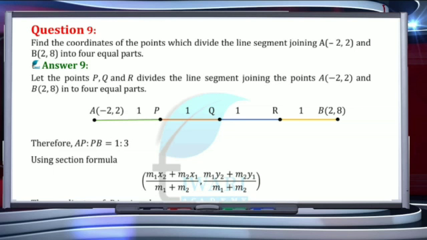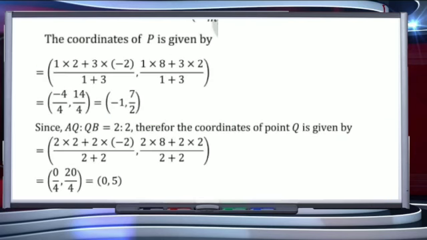So now one by one we will find the coordinates of P, Q and R. So first we are calculating the coordinates of P as it is dividing the whole AB in the ratio 1 is to 3. Applying the section formula, we are getting the values as minus 1 comma 7 by 2. Next, we are finding the value of Q, which is the midpoint of A and B. You can use midpoint or 2 is to 2 ratio. Both will give the same answer. So here the coordinate will come out by using section formula as 0 comma 5.